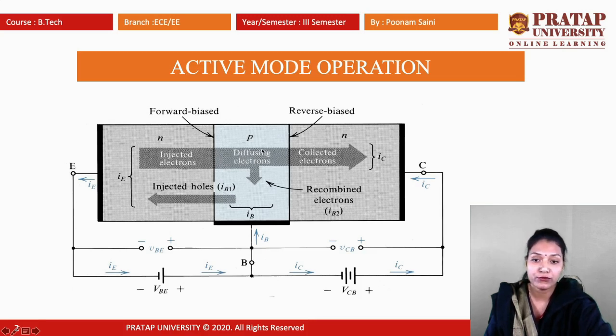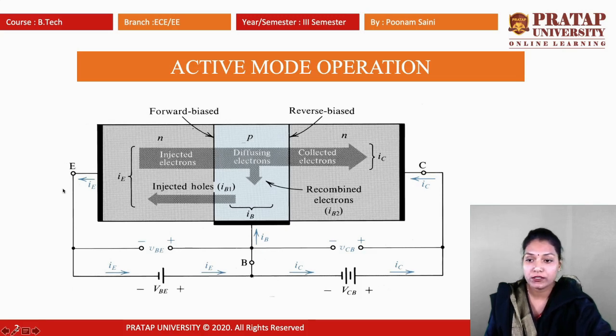In the base area, there is a recombination of electrons and holes. The emitter is used for injecting the electrons, the base is where electrons and holes recombine, and the collector is used to collect the electrons. So this junction is forward biased and this one is reverse biased. One junction should be forward biased and the other should be reverse biased.